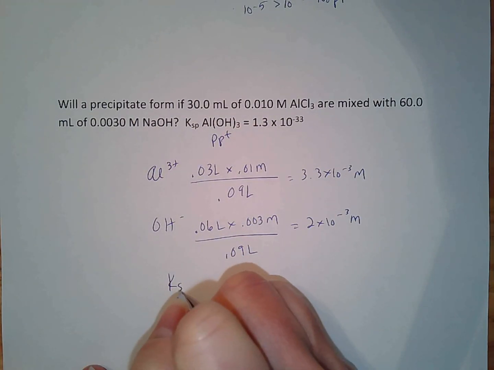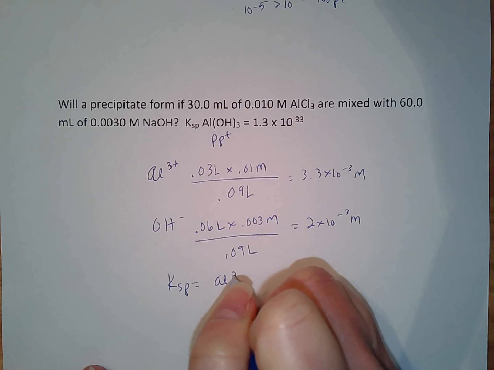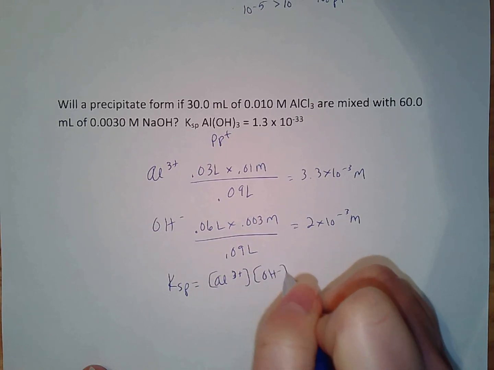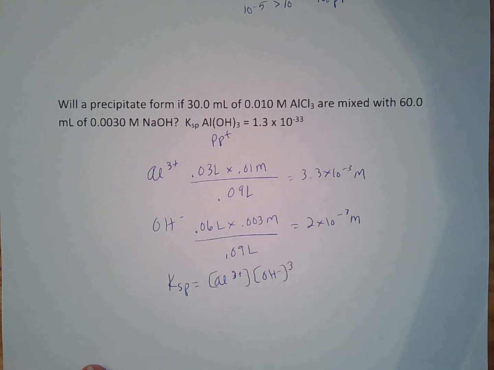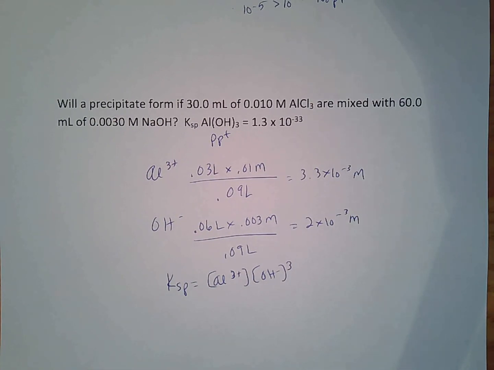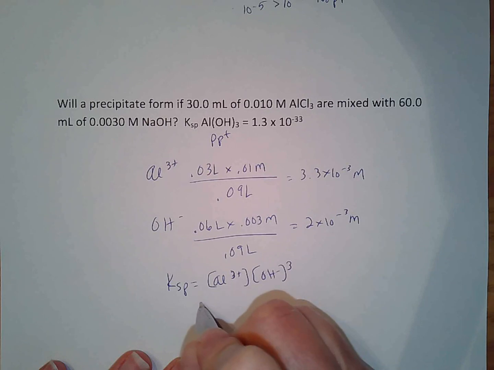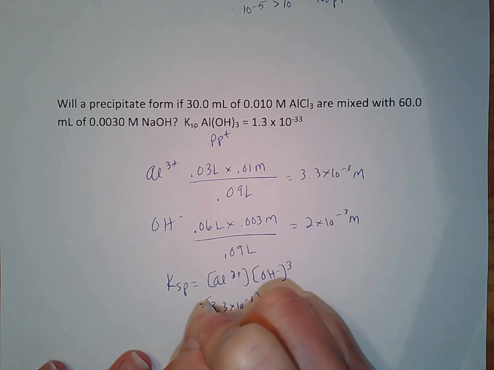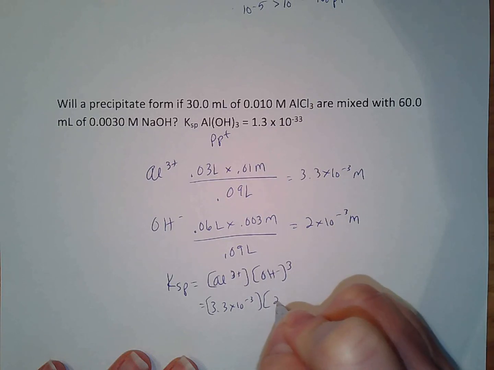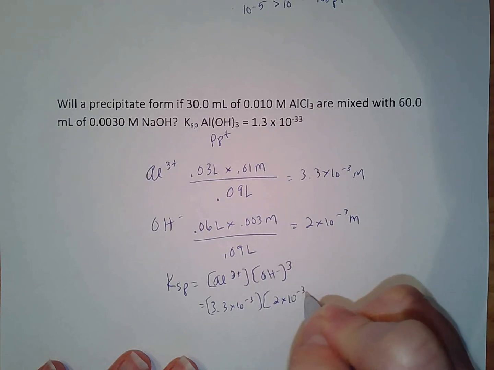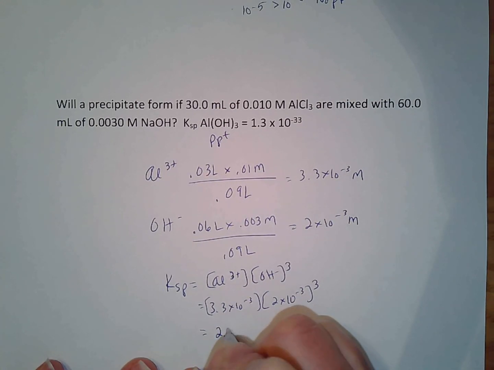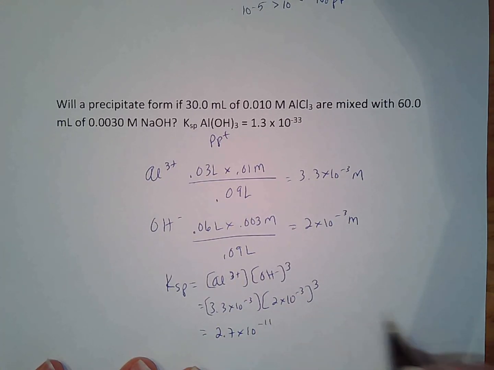So we have a KSP. This is aluminum ions times hydroxide ions, and that's going to be to the third power. So I'm going to take my aluminum, 3.3 times 10 to the negative third, and I'm going to multiply it by the hydroxide, which is 2 times 10 to the negative third, and I'm going to cube that. And when I multiply that all out, I get 2.7 times 10 to the negative 11th.